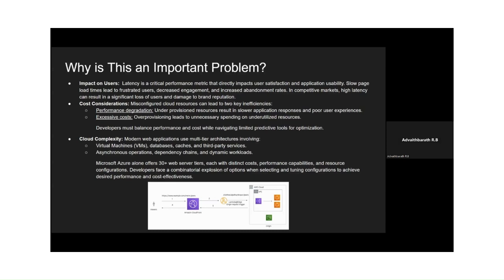Cloud complexity: modern web applications rely on multi-tier architecture including virtual machines, databases, and APIs, each with dynamic runtime conditions and interdependencies. Platforms like Azure often define service tiers with distinct configuration and cost, creating an overwhelming number of options for developers to evaluate. These challenges highlight the urgent need for a tool like WebPerf to provide precise, systematic guidelines for optimizing both performance and cost.